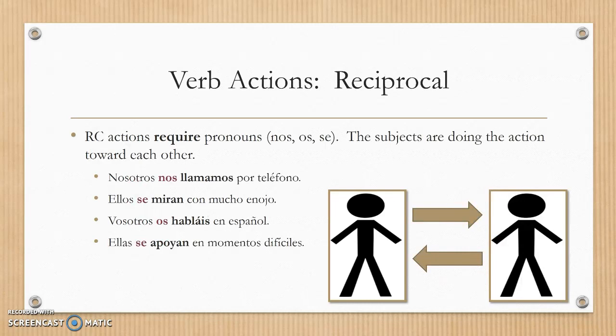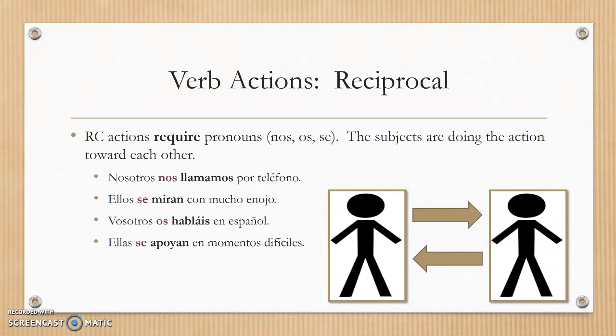The final action that we have in Spanish is a reciprocal action. And that's what we have the abbreviation RC for. RC stands for reciprocal. These actions also require the pronouns, but we can limit them. To have a reciprocal action, the subject has to be plural, because there has to be two people doing the action toward each other. There's no way to say each other in Spanish.